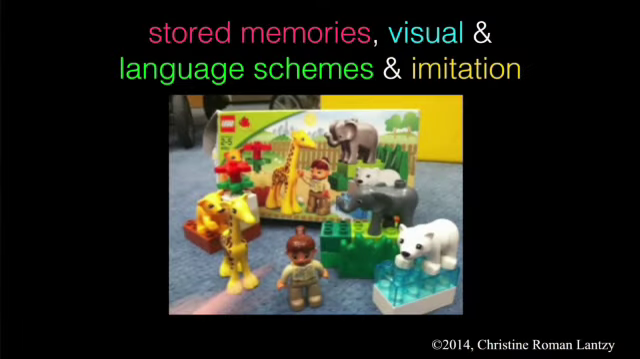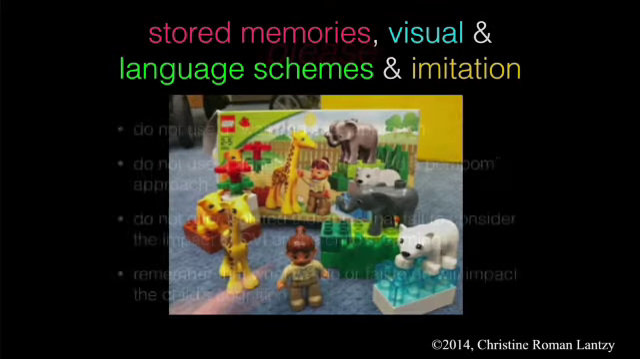It's a very fragile kind of learning. So in this image you see a setup where a child has a little toy set, and they've actually set up their own little version of this zoo exactly the way it was represented on the box. This is imitation, and children with CVI don't easily benefit from imitation. They need you, again, to be that mediator. So stored memories, visual and language schemes, and imitation are powerful tools for children without CVI. For children with CVI, we have to help them develop these intentionally.